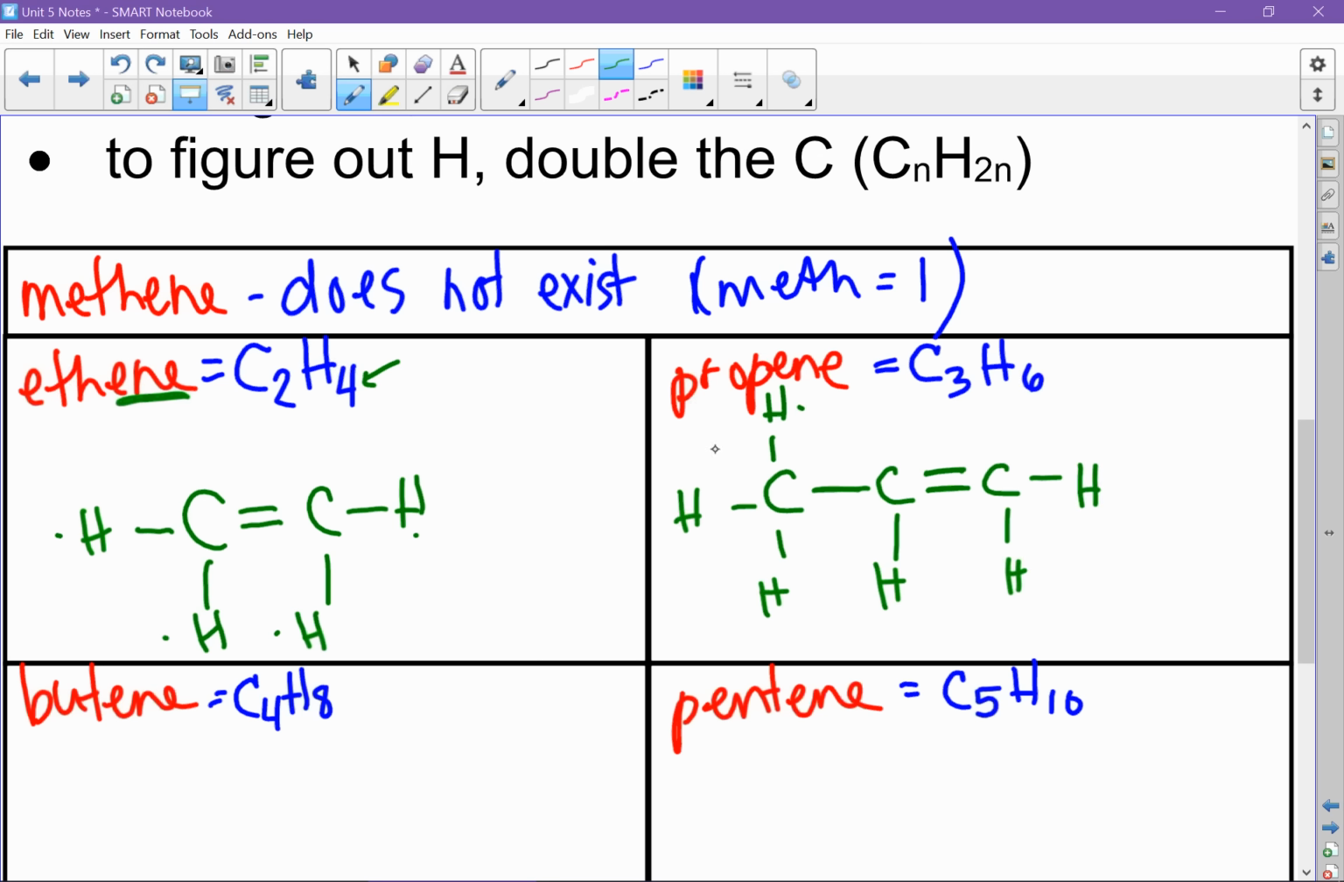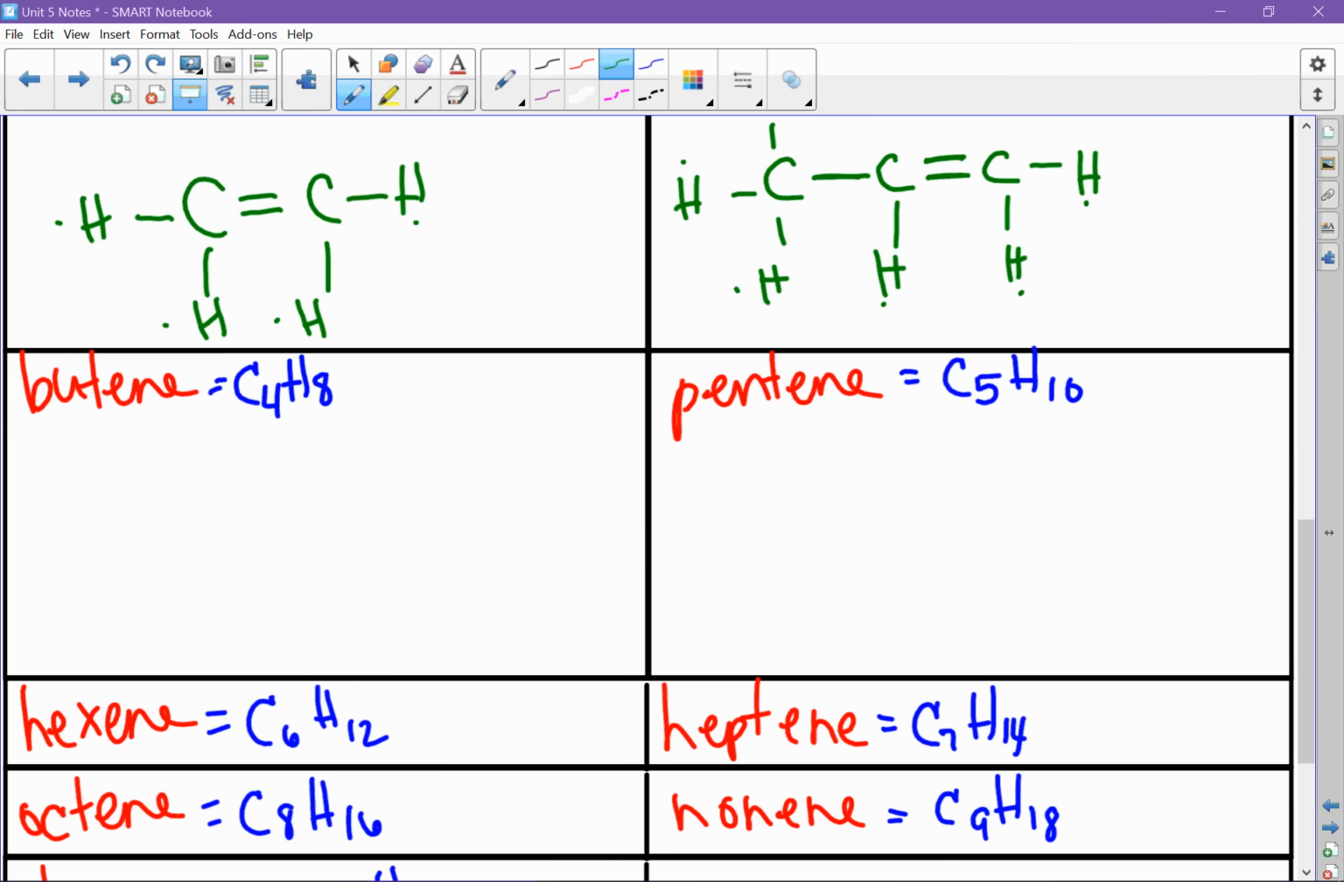And let's count. I have 1, 2, 3, 4, 5, 6 hydrogens. So we did it right. I want you to try butene and pentene and then compare structures with me.